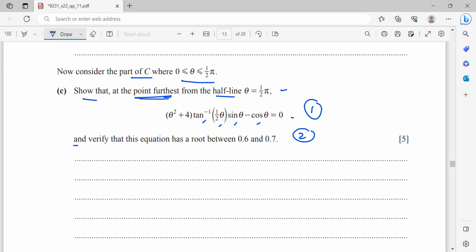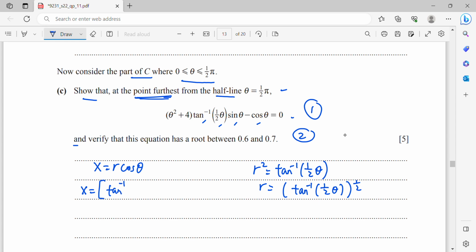Okay, so maximum point. So that means now we need to find x equals r cos theta. We know that x equals r cos theta. Now your r squared was inverse tangent half theta. Therefore your r is going to be the inverse tangent to the power of half. So then I will write my x equals the inverse tangent to the power of half, multiplied by cos theta.